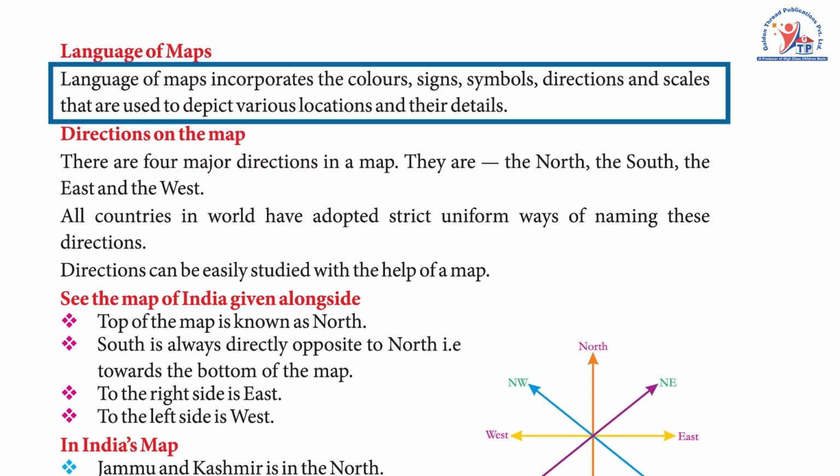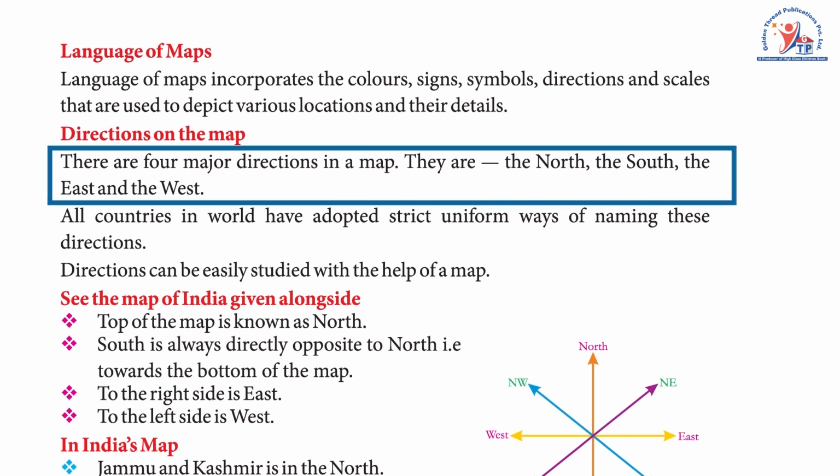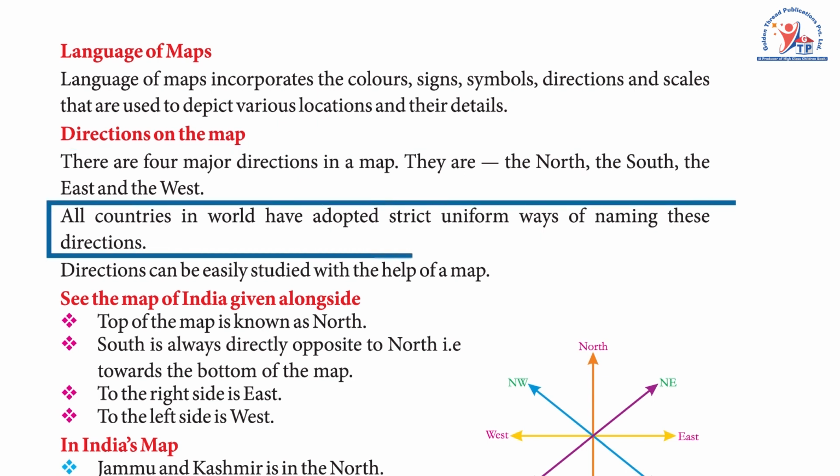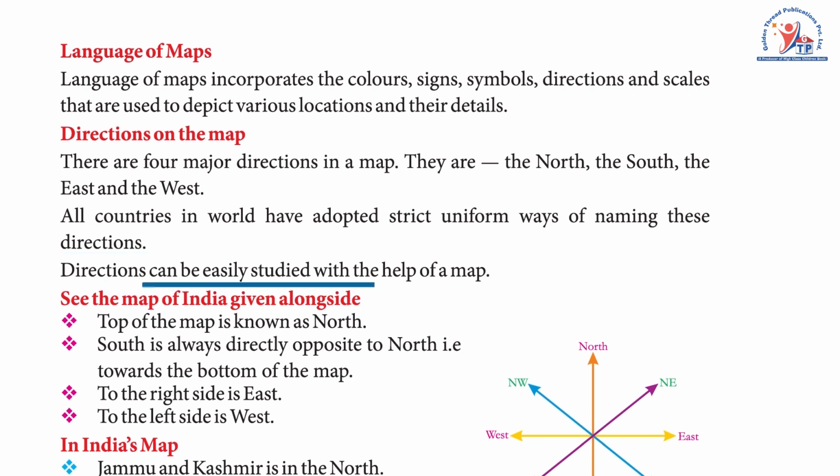Directions on the map. There are 4 major directions in a map. They are the north, the south, the east, and the west. All countries in the world have adopted strict uniform ways of naming these directions. Directions can be easily studied with the help of a map. See the map of India given alongside.